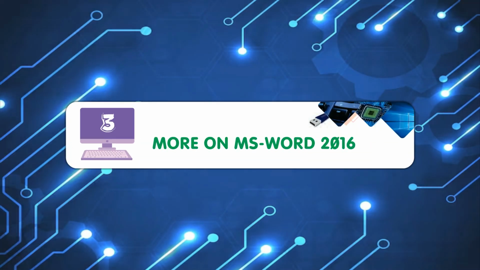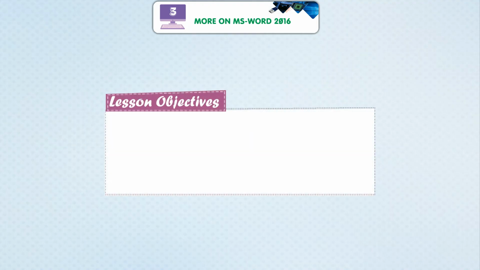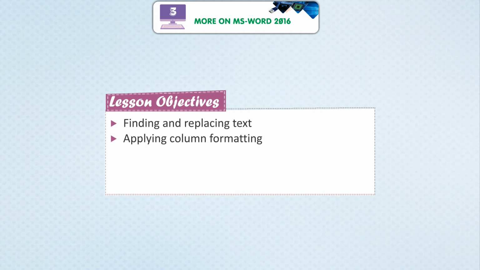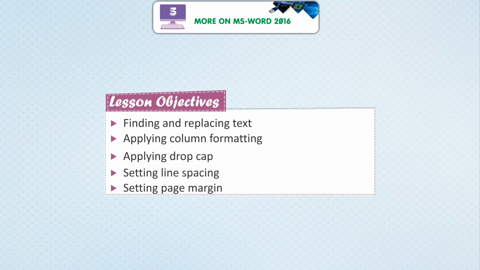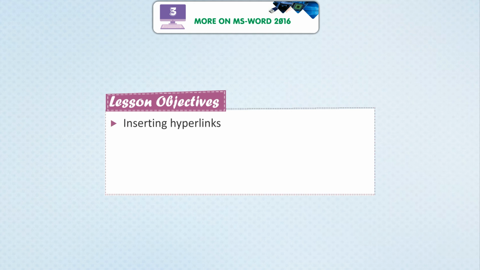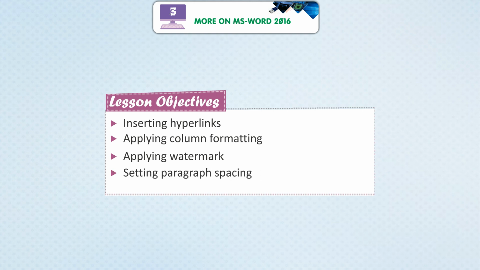Chapter 3. More on MS Word 2016. Lesson Objectives. Finding and replacing text. Using hyperlinks. Applying drop cap. Setting line spacing. Setting page margin. Inserting hyperlinks. Applying column formatting. Applying watermark. Setting paragraph spacing.